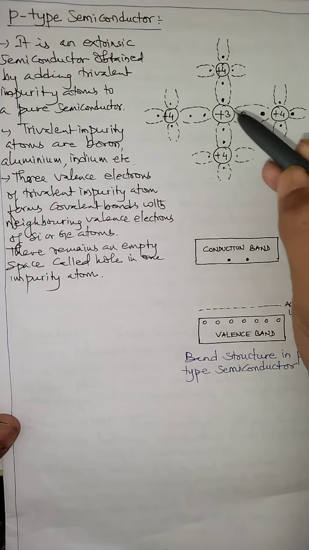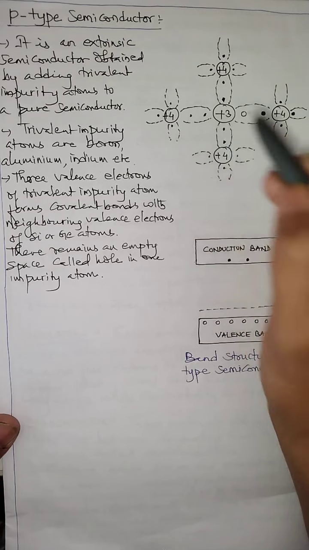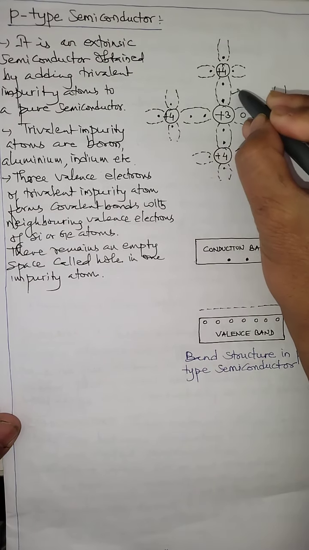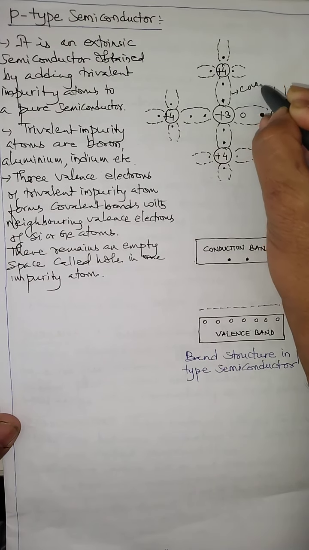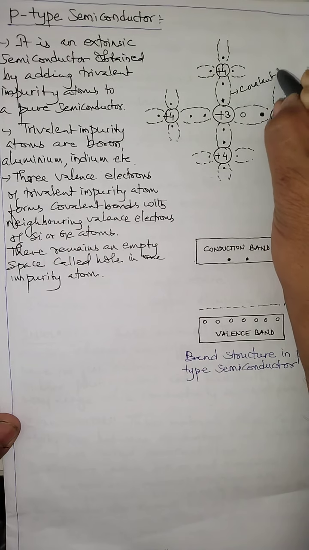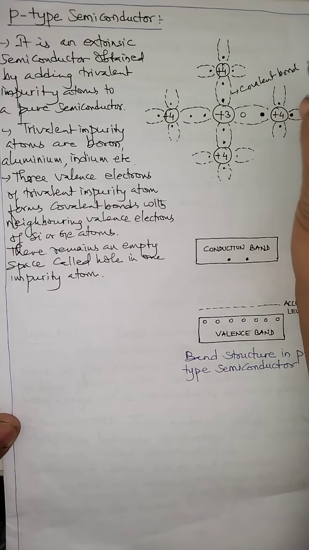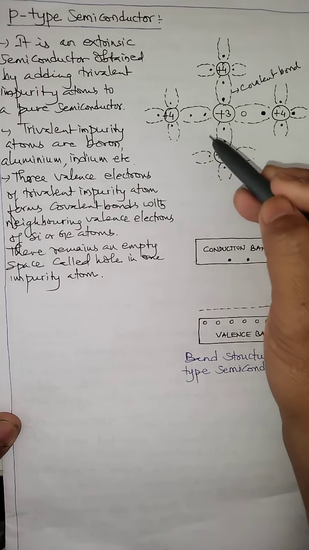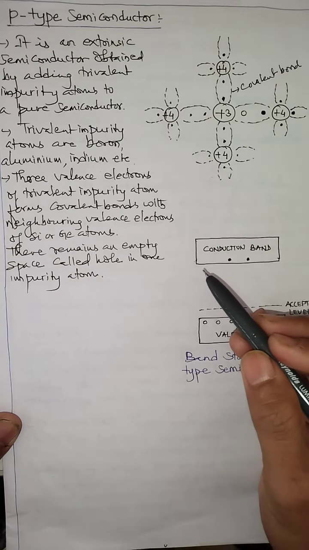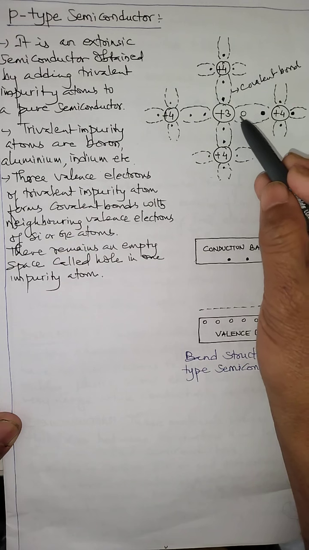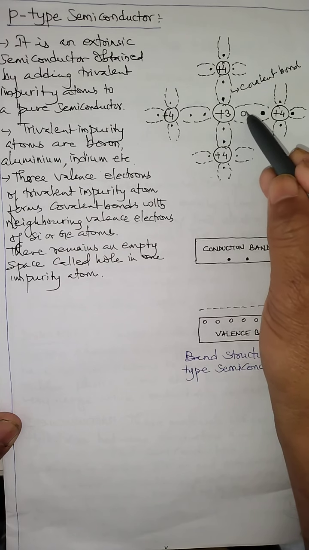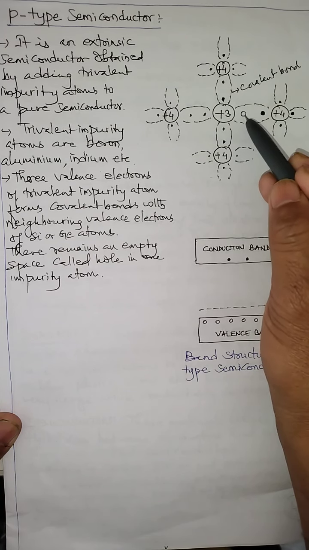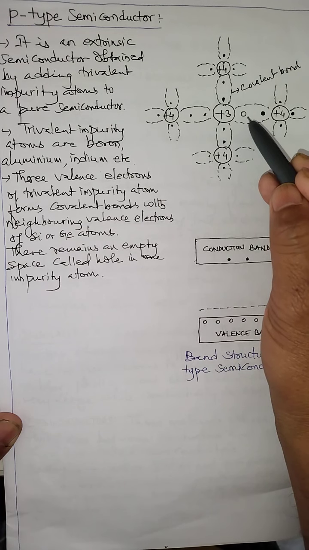So when they share these electrons, they form what bond? Covalent bond. Because you know a covalent bond is always formed by the sharing of electrons. But even after the valence electrons have been shared by this impurity atom, there remains an empty space.